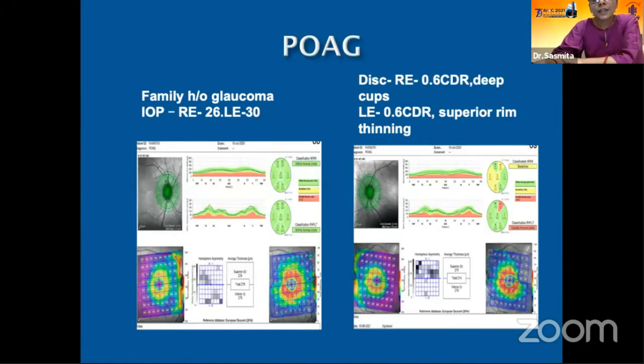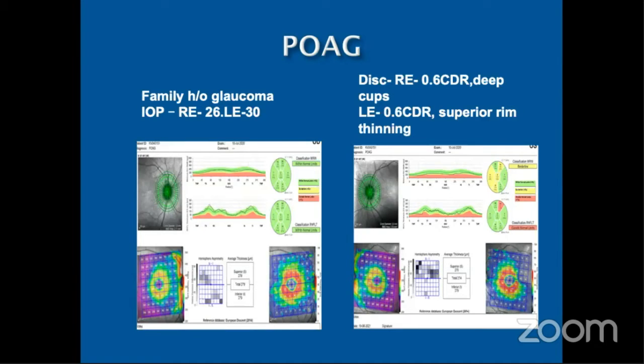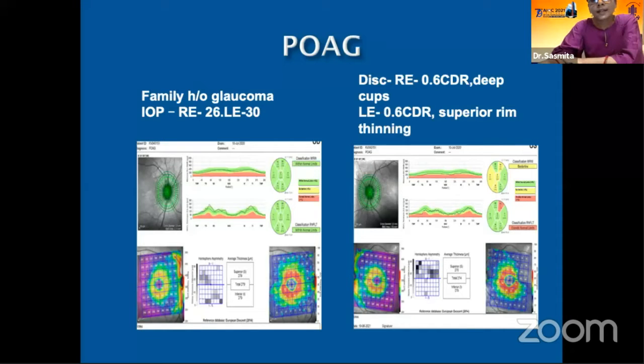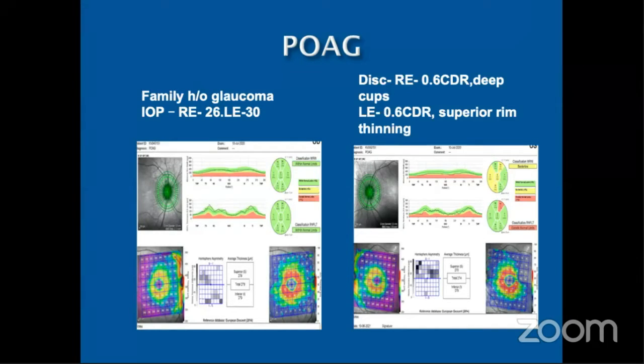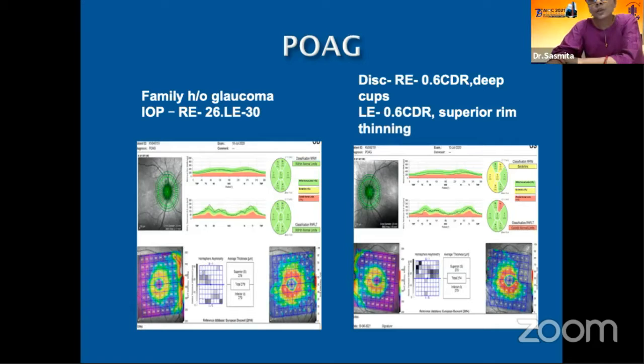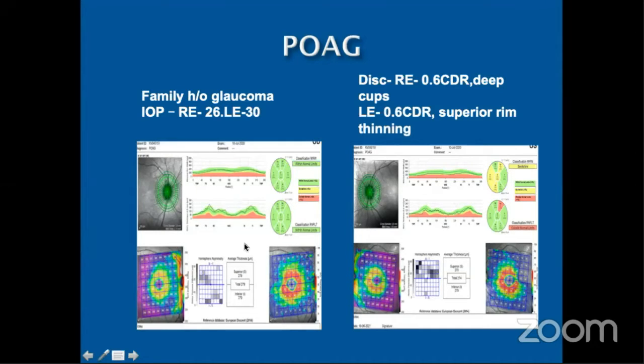So this is the first case. IOP in the right eye is 26, left eye is 30. The right eye has a 0.6 cup disc ratio and weak cups. The left eye has a 0.6 cup disc ratio with superior thinning. So this is a Spectralis scan of the right eye showing a normal RNFL.